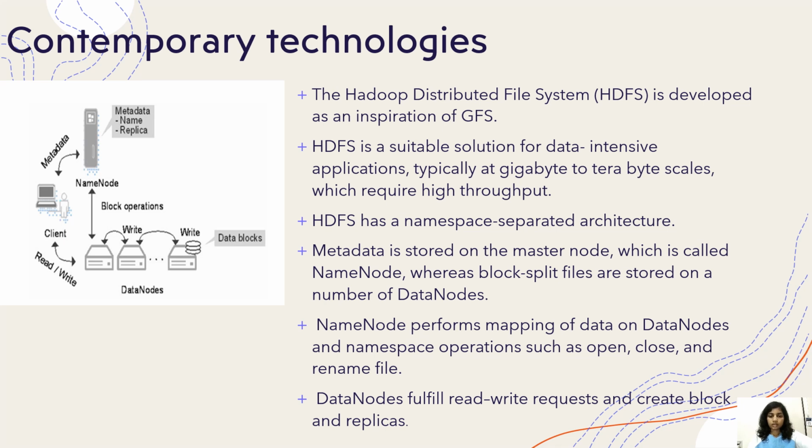So HDFS has a namespace separated architecture. We can see here we have taken the example of GFS, that is Google File System, where metadata is stored on the master node, which is called the name node, whereas the block split files are located on a number of data nodes here. The block operations are stored in the data nodes.